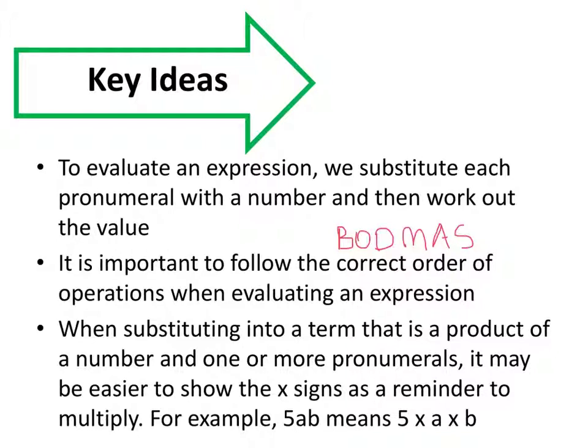And finally, when substituting into a term that is a product of a number and one or more pronumerals, so we have a number being multiplied by a letter, it may be easier to show the multiplication sign as a reminder of what exactly we're doing. So you can see in this example here, 5AB means 5 times A times B, and sometimes putting in those multiplication signs will help you remember what's happening in that expression.